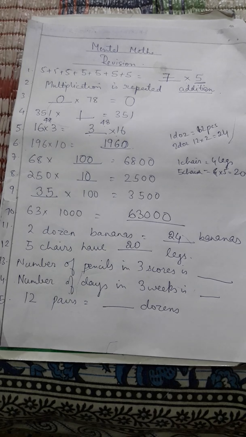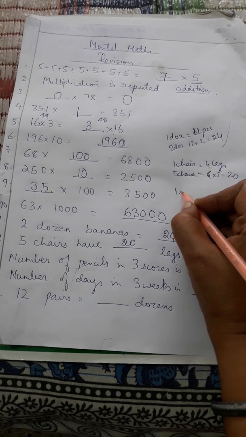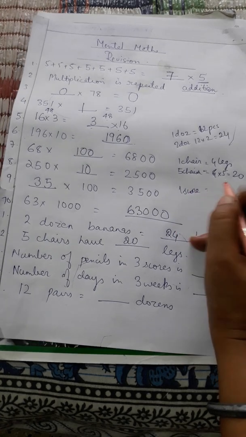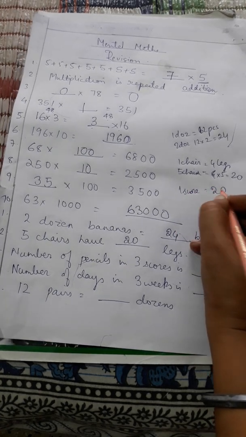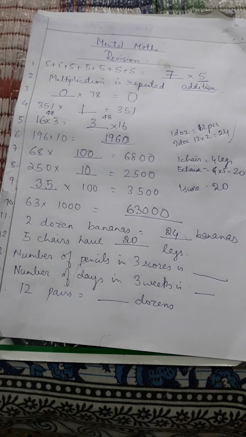Number of pencils in 3 scores. So 1 score is how much? In 1 score, how many pieces are there? 20.